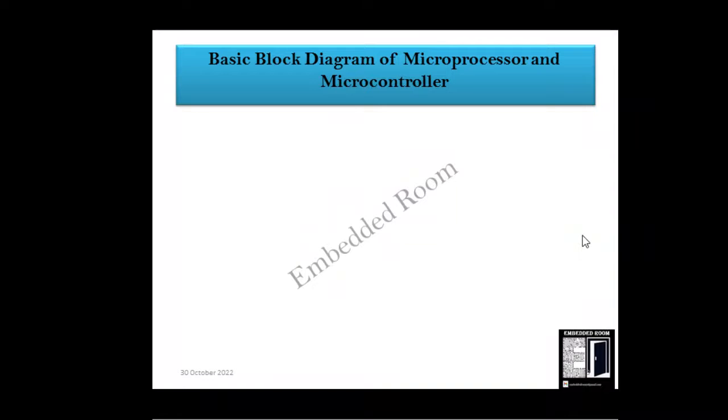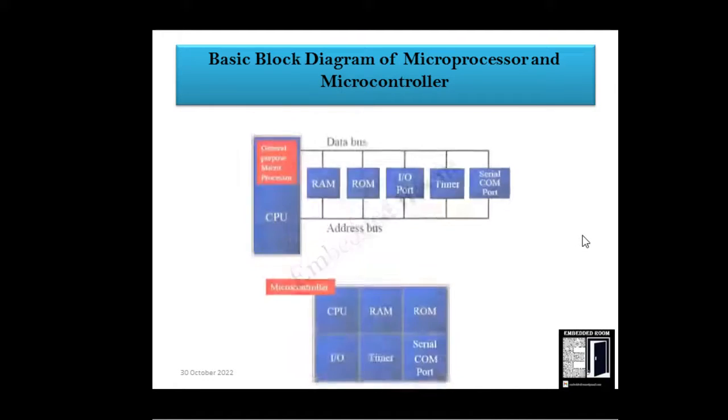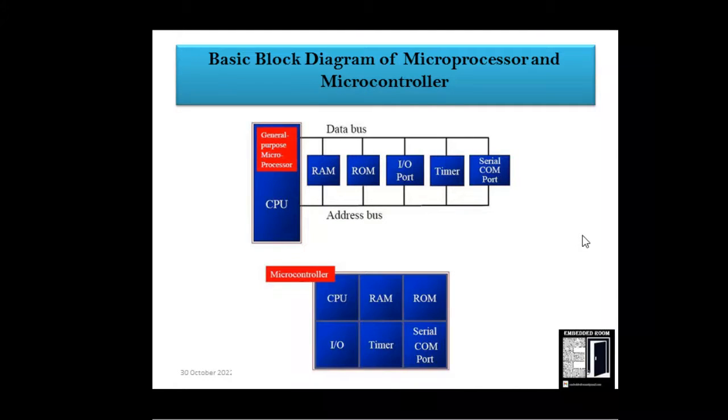This is a basic block diagram representation of microcontroller and microprocessor. In a microprocessor, only the processor is present inside the CPU. The remaining peripherals are connected externally. In a microcontroller, the CPU along with the peripherals are present inside a single chip. That's why we call it a system on chip.